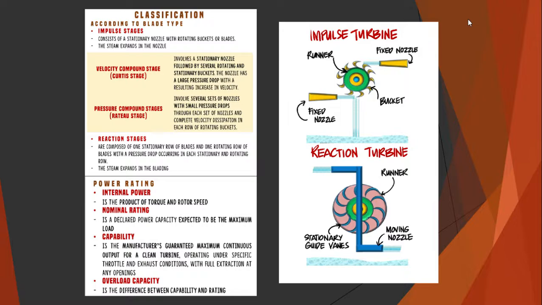So ito naman yung isa pang types ng steam action ng steam turbine, is reaction stages. Reaction stages are composed of one stationary row of blades and one rotating row of blades, with a pressure drop occurring in each stationary and rotating row. The steam expands in the blade.